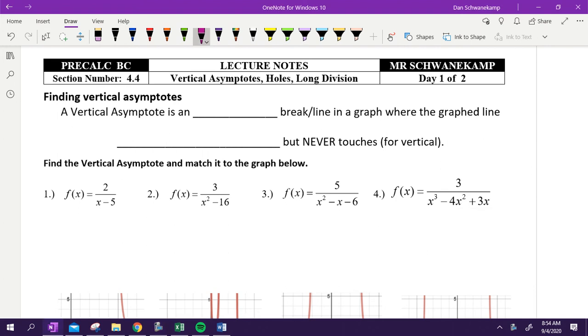All right, today we are talking about three things. We're going to find asymptotes, we're going to find holes, and then we're going to do long division. Okay, none of those things are very difficult, especially the first two. We'll be able to work our way through that and move on to the next section.